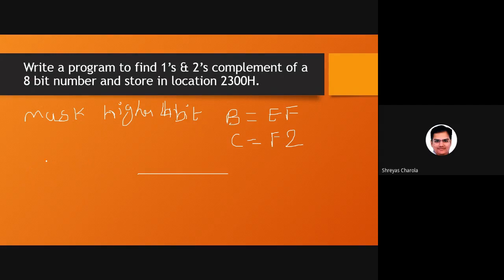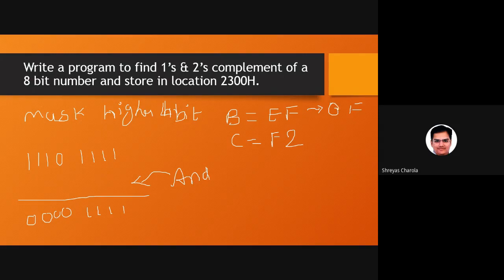Let's suppose I'm taking the data of B, that is EF, 1110 1111. Which is the higher bit, this one or the second one? The second one. So masking the higher bits means that you need to do some ANDing operation such that when you get the answer, this should be 0000 and this part should remain as it is. So after the masking, this data should be 0F, and here the data should be 02H.